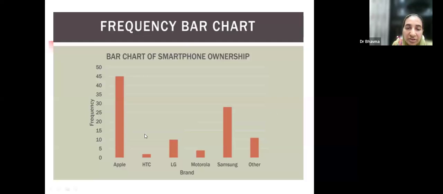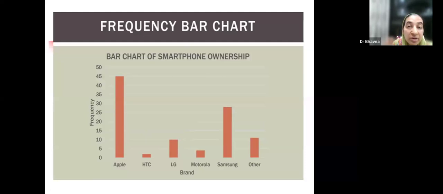Now look at the data. Just look at the highest bar, the tallest bar, and you know in a fraction of a second that Apple is the most frequently used, followed by Samsung, followed by LG, followed by others, followed by Motorola, and then the least used is HTC.